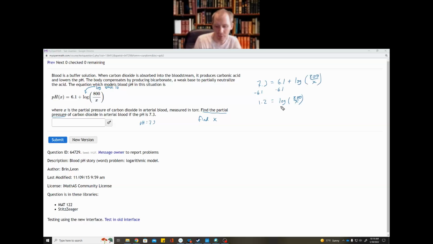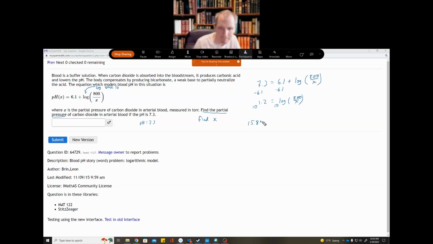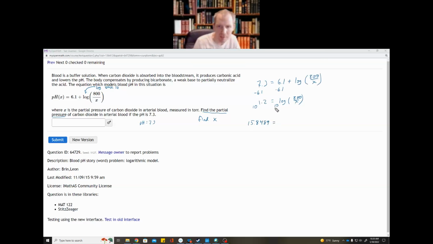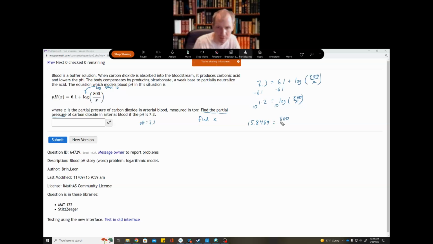And the way that we get rid of inverses is by composition. We plug both sides into our inverse, so I'm going to take 10 to the power of both sides. So 10 to the power of 1.2. I'll use my calculator to approximate that. I get 15.8489. And on this side, 10 to the power of log base 10 of stuff will just give me that inside stuff.